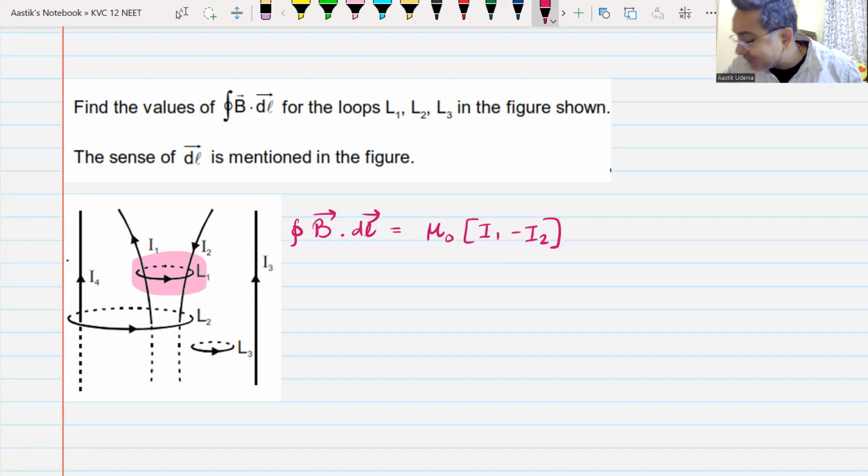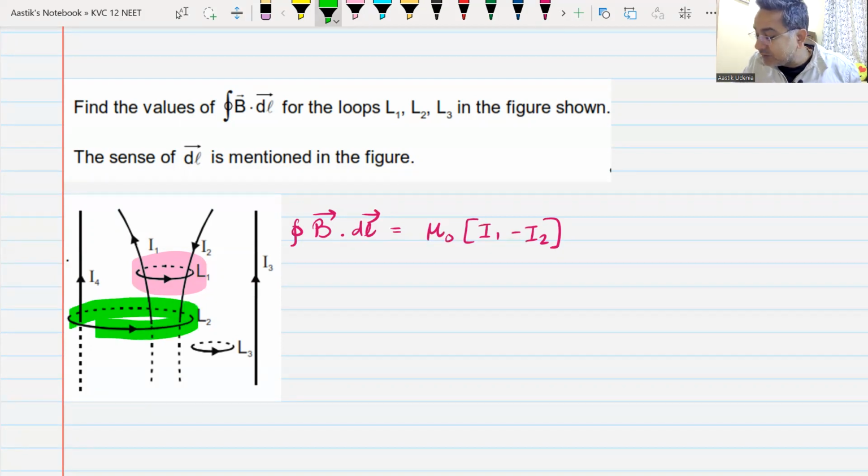That will be the integral of B dot dl for the pink loop. Do we understand this? Sir, in L3, no current is passing through it, no, sir. Yes, in L3 no current is passing. Then I have this loop, the green loop. In this green loop, we have three currents which are enclosed. So the integral of B dot dl for this green loop.